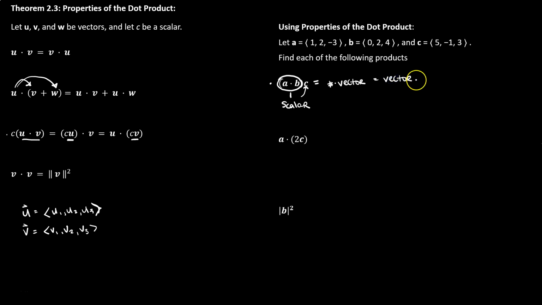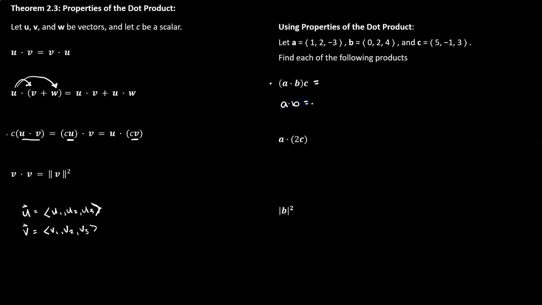Anytime we do a calculation, I highly encourage you to take a moment and think about what the result should be. Do you expect the result to be a scalar? Do you expect the result to be a vector? All right, let's go ahead and do some calculations. The way that this is written says that we ought to compute the dot product between a and b first. So let's go ahead and do that.